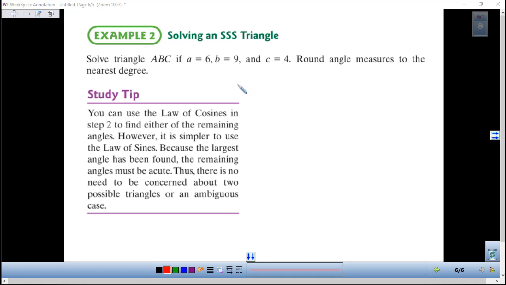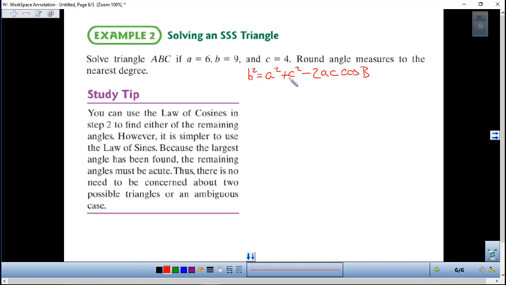Now, if there's an obtuse angle, we know it's going to be opposite the largest side, so it's going to be opposite B. Well, here's the thing. You can rearrange these to get the cosine of B all by itself. And let me show you real quick. You've got B squared equals A squared plus C squared minus 2 times A times C times the cosine of B. Now we want the cosine of B all by itself, so we're just going to move all that other stuff to the other side.